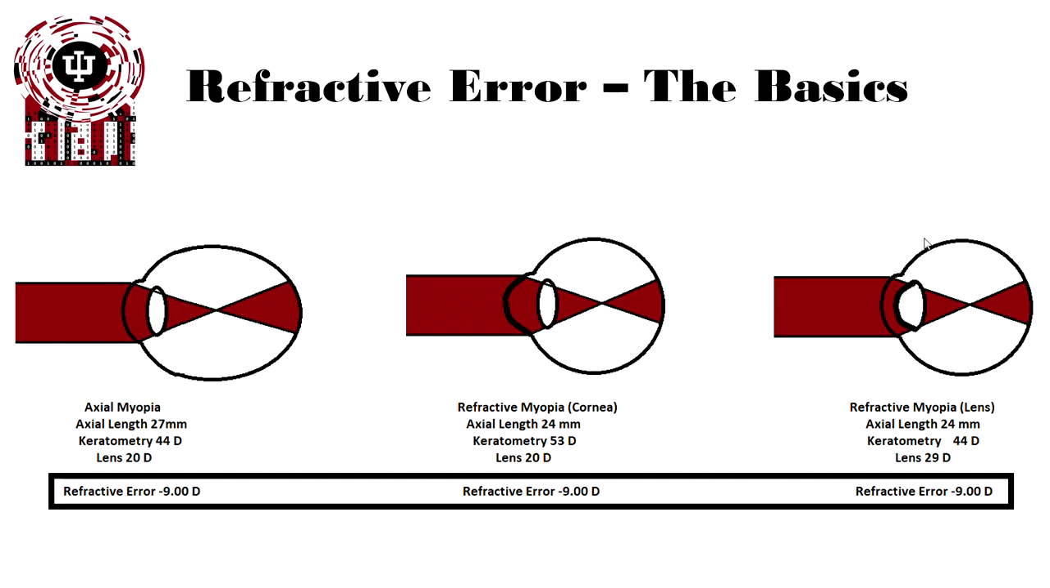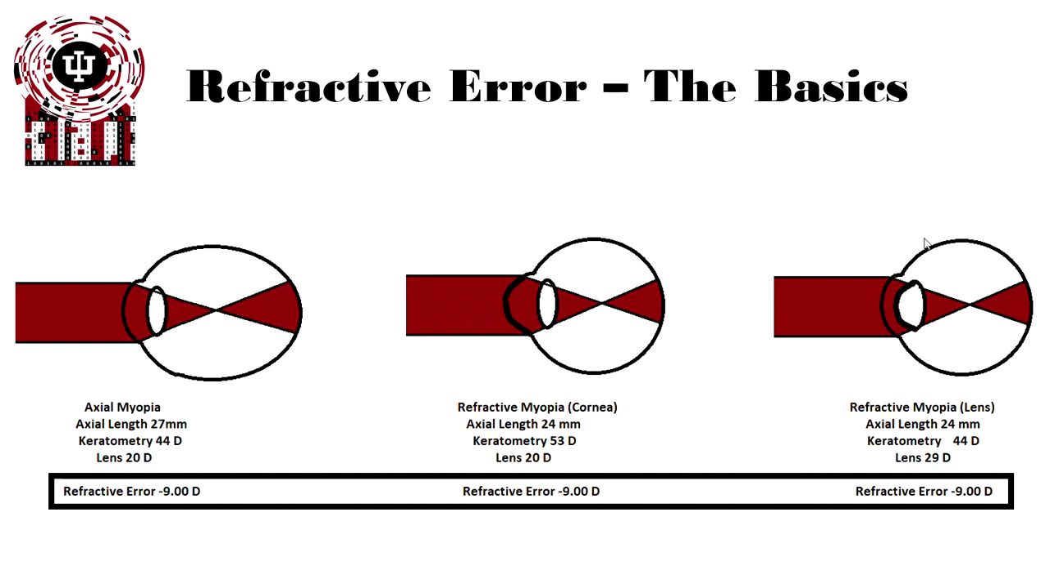First on the left, we have axial myopia. Axial myopia in this case is caused by the eye being too long, or longer than the optics would say is the best focal point. We also have refractive myopia. That could be due to the cornea having a higher power, or it could be due to the lens having a higher power, both increasing in curvature. In these examples here, all 3 result in a 9 diopter myope.